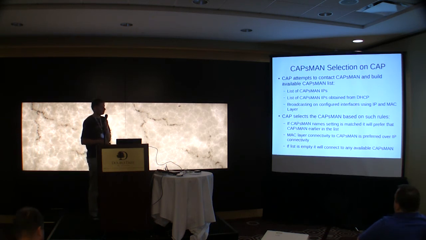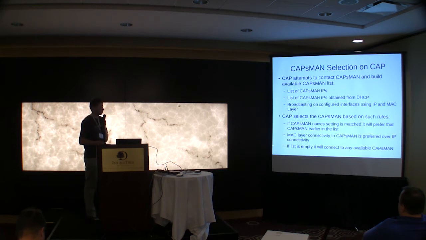After that list is generated, here are the rules for how it is chosen. First, if the CAPsMAN name setting specifies a match, it would prefer that earlier in the list. I will show you where it's located. Then, for example, if on the CAP you specify an IP address, but you have also specified an interface, you'll see that it will always choose a MAC connection first, even if you have specified the IP address. It's because MAC layer connectivity is always preferred over IP connectivity. If the list is empty, nothing is specified, it will choose any available CAPsMAN.